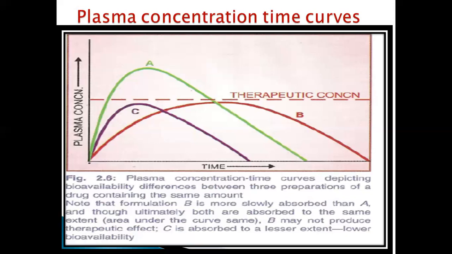Formulation C gives inadequate plasma levels and is therefore likely to be therapeutically ineffective. So the drugs which lie in the area of the therapeutic range are considered therapeutically useful drugs.